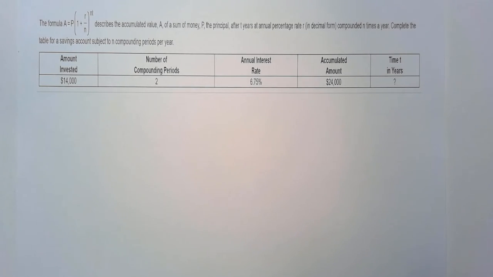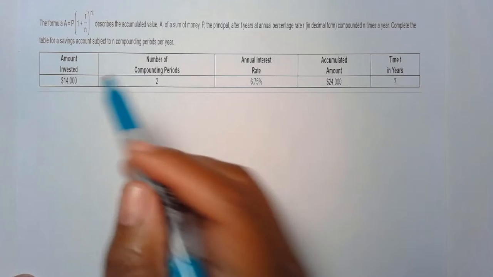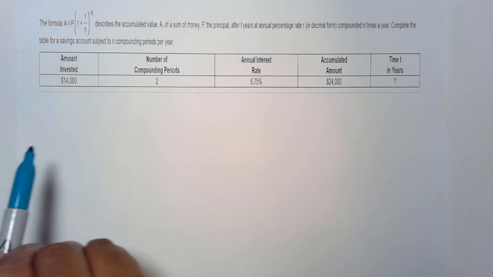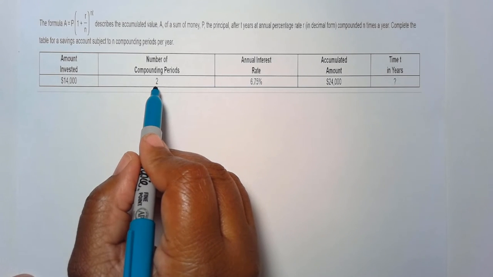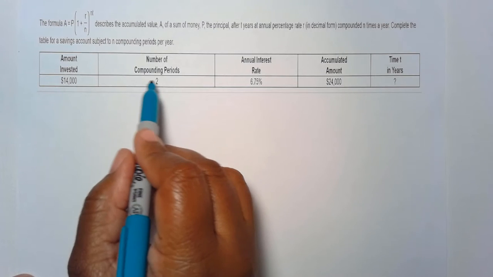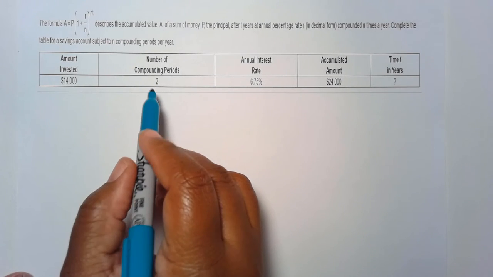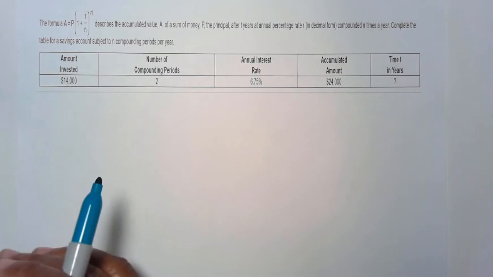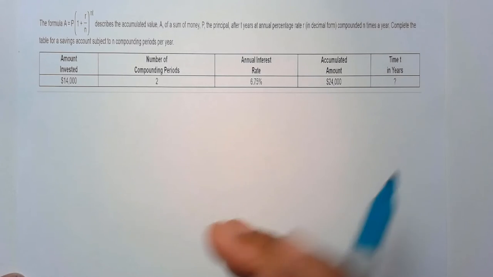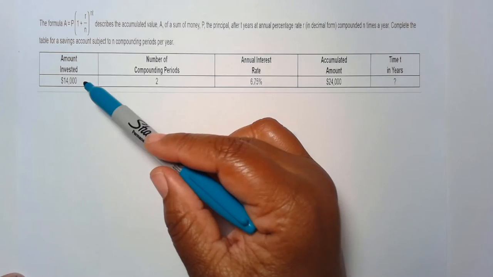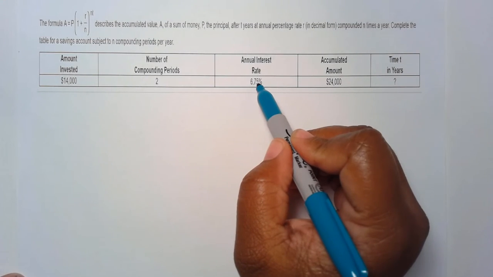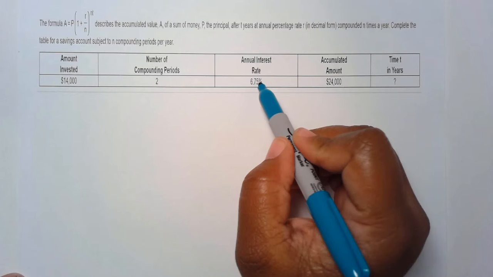Okay, so this question is asking us, if you invested $14,000, the number of compounding periods is two, which means semi-annually. So you've deposited a certain amount of money every 6 months. This is how much you invested. This is how much you accumulated at the end at this particular interest rate, 6.75.